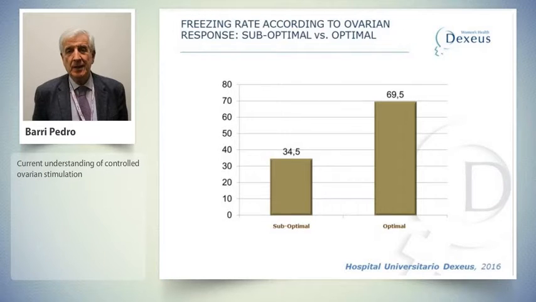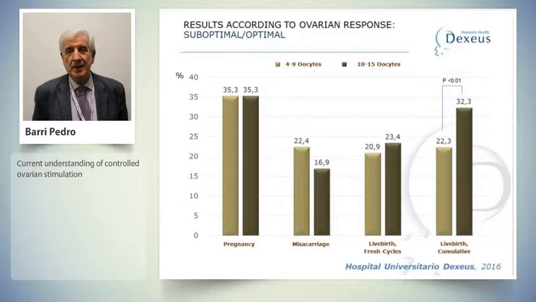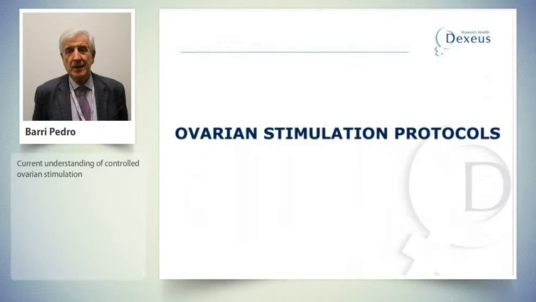And this difference is clearly significant, and this translates in, here we compare the clinical outcomes: pregnancy rate, no difference between the 2 groups, miscarriage rate, no difference, live birth rate per fresh cycle, no difference, but if we consider the cumulative live birth rate, so fresh plus frozen cycles, here you have a significant improvement in the group of patients with optimal response. So we have work to do to change the situation of these patients and try to put them in the group of optimal response.